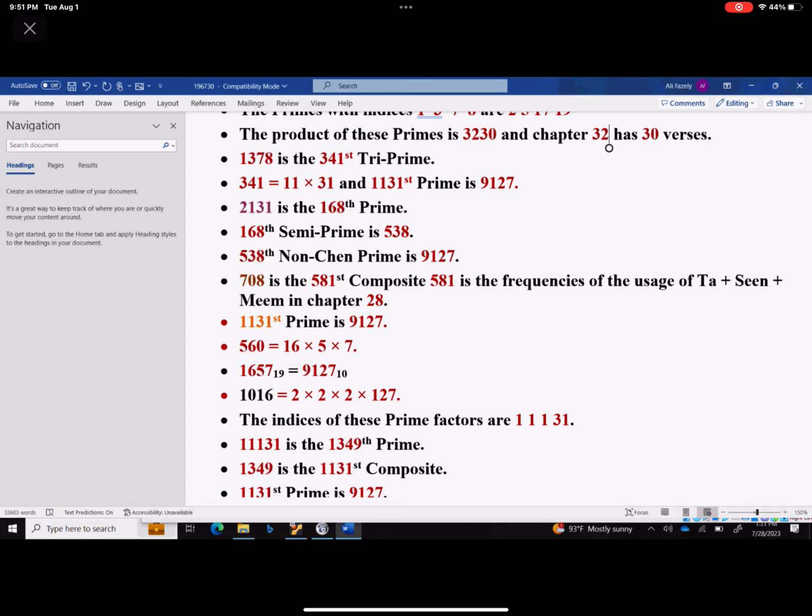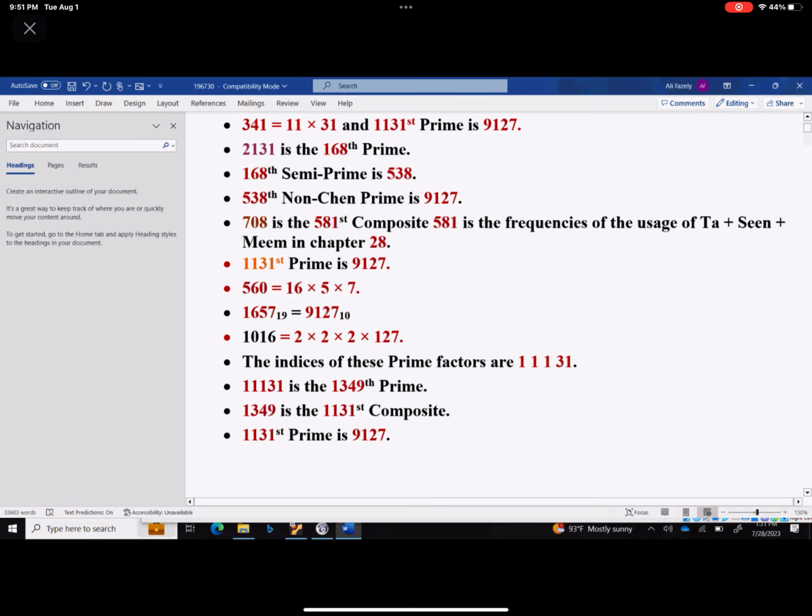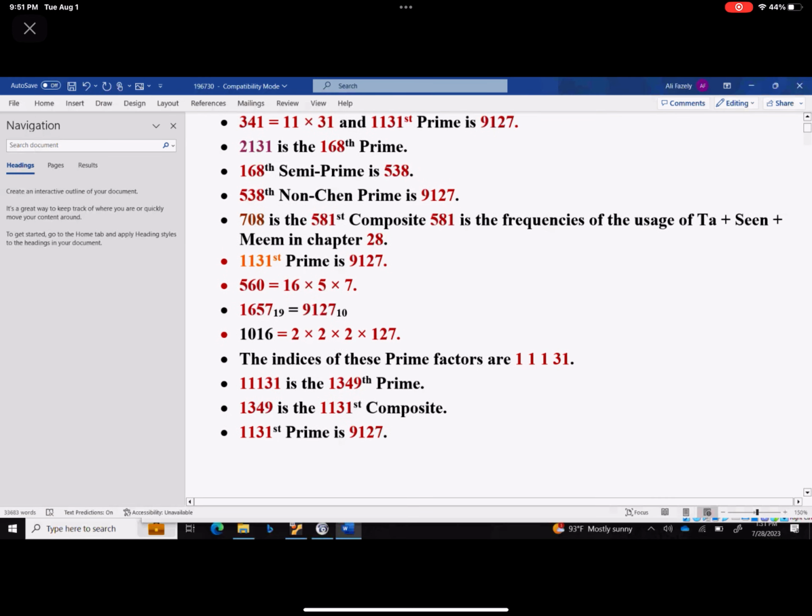The number 1657, okay, has many different ways that you can factor this out. You can factor it as 2 times 2 times 2 times 2 times 5 times 7. Another factorization is 16 times 5, 7. So if you write it like this, then 1657 in base 19 is equal to 9127 in base 10.